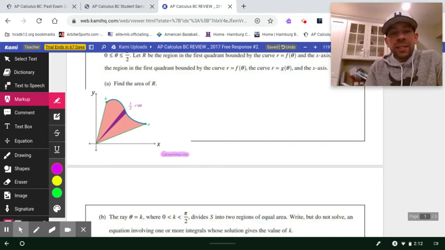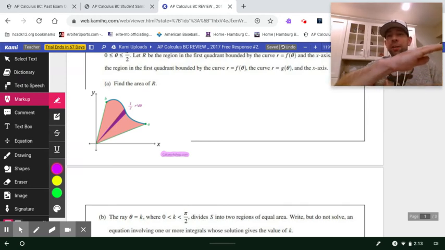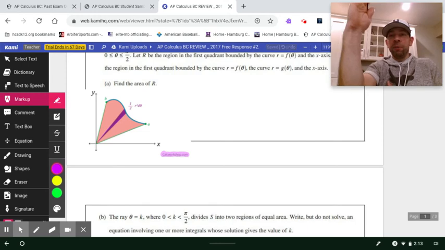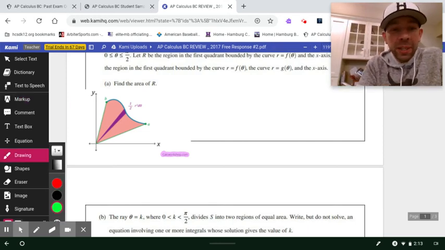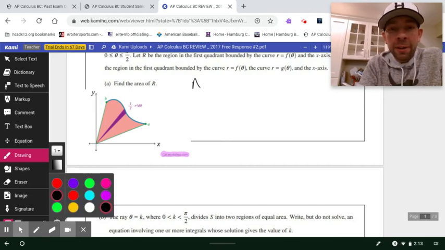But this is why I like to think of all of my shading in terms of a wiper blade motion that kind of works. Let's see if I can do this right. You're going to rotate counterclockwise. So if this is 0 radians, this would be pi over 2 radians, and you're sweeping throughout the region in that way. But at the end of the day, what you really need to know is that the area of a polar curve is 1/2 the integral from alpha to beta, or you could say theta sub 1 to theta sub 2, of the r value or function squared.